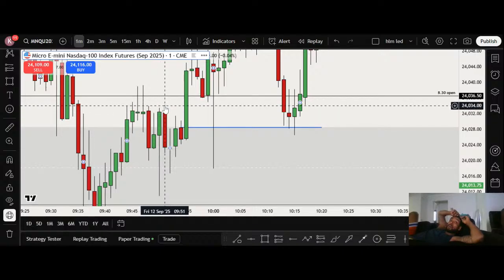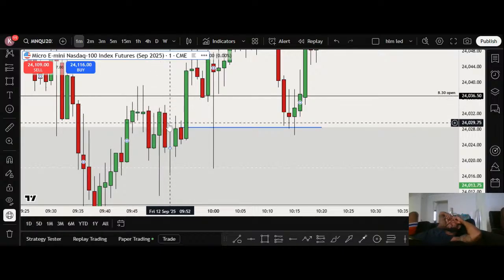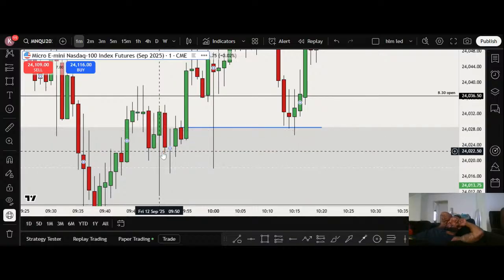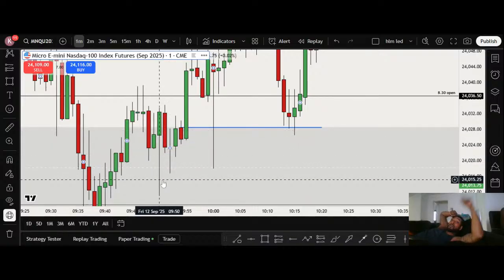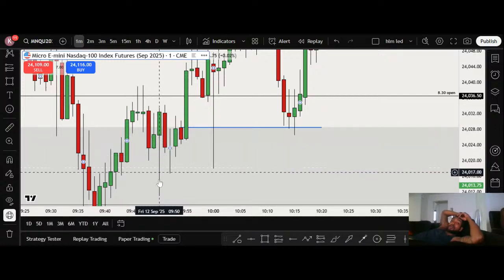For people who anticipated it to keep going up from here, if you anticipated it to keep going up from here, you probably got burned. Maybe. That's a small candle. Oh, I'm sorry. This is ridiculous. We literally died right here.